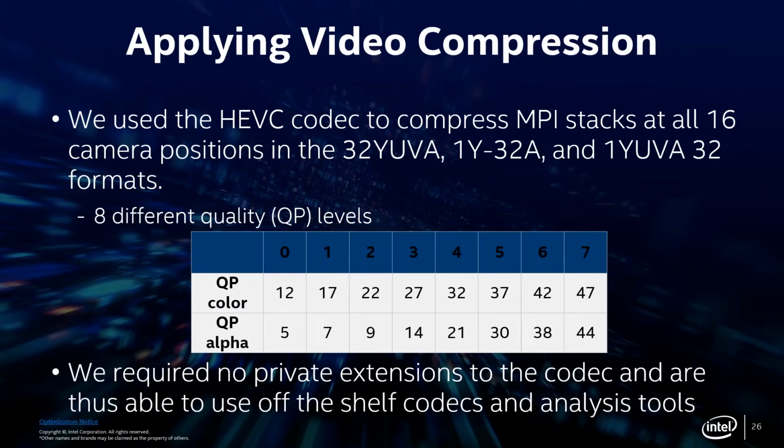So what we are doing here is compressing our video sequences at different quality levels to see what level of bit rate we achieve at those different quality levels. We have set different quality levels for both the color and the alpha textures. It's worth noting that we didn't require any private extensions to the codec, and we're able to use off-the-shelf analysis tools because we weren't doing anything that required codec changes.